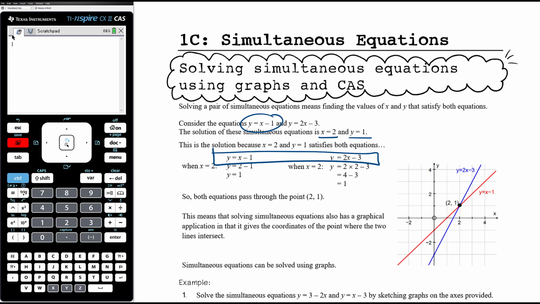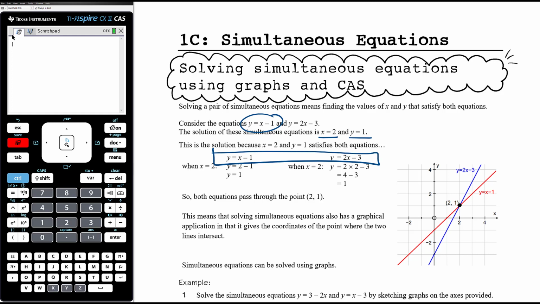For both equations, when x equals 2, y is equal to 1, which means that both graphs go through the point 2, 1, and therefore that is the point where they intersect. It's really important that we understand that when we are solving simultaneous equations, we're finding the coordinates of the point where two graphs intersect. Similarly and conversely, when we are trying to find the coordinates of the point where two graphs intersect, we need to solve those equations simultaneously.